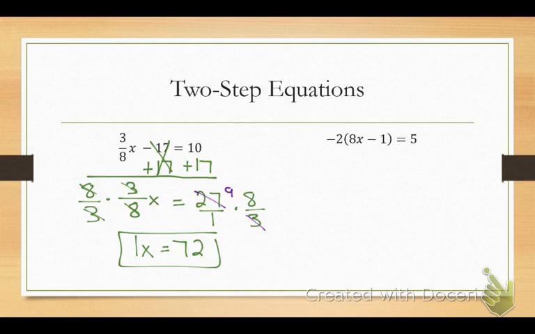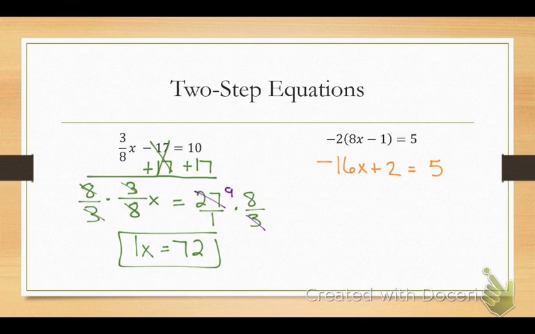All right, now I distribute on the next one. -2 times 8x, class. -16. Okay, -2 times -1. 2. Yes, +2. So that's why we have a plus sign. Equals 5, which we don't distribute because it was not in the parentheses.